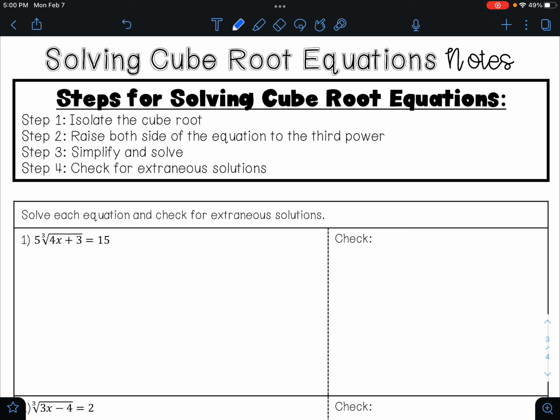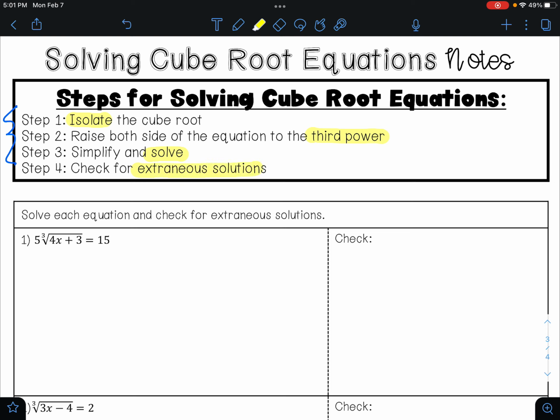In this video, we're going to learn how to solve cube root equations. So we have 4 steps for solving cube root equations. We always want to isolate the cube root, and then we're going to raise both sides of the equation to the third power, because raising it to the exponent of 3 will undo the cube root, just like how subtraction undoes addition. They are inverse operations. Step 3 is we're going to simplify and solve, and step 4 is we're going to check for extraneous solutions.